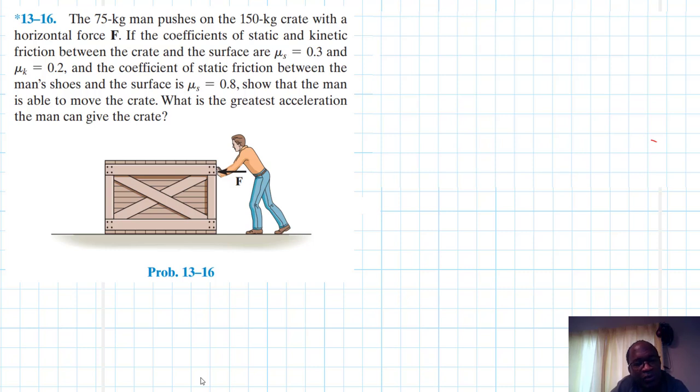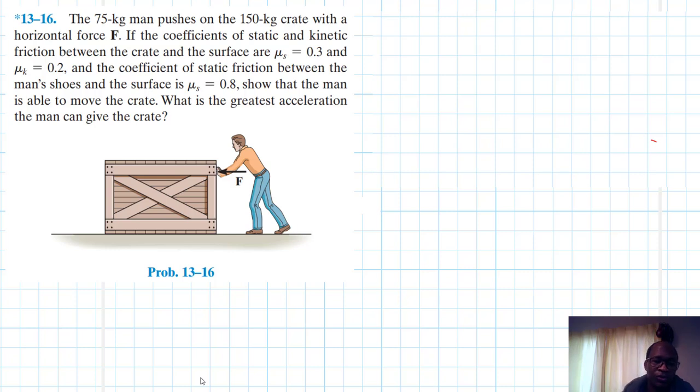This problem is coming from Engineering Mechanics: Dynamics, 14th edition, by R.C. Hibbeler. We have a man here who is pushing a crate, and the mass of the crate is 150 kg. We've been asked to show whether the man is able to push the crate, and later on determine the greatest acceleration the man can give the crate.